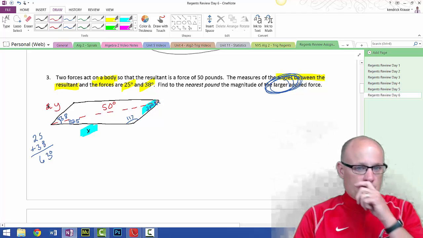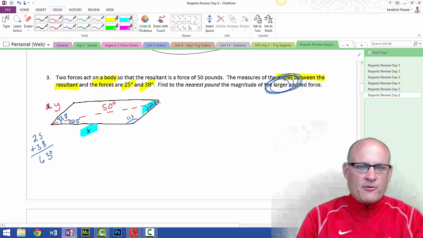All right. What in the world do I have? By the way, I put 50 degrees here. I'm not sure why I put that there. That should be 50 pounds. So let's see what I have.